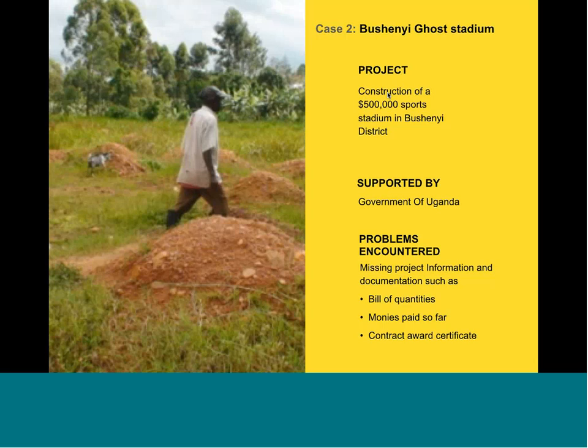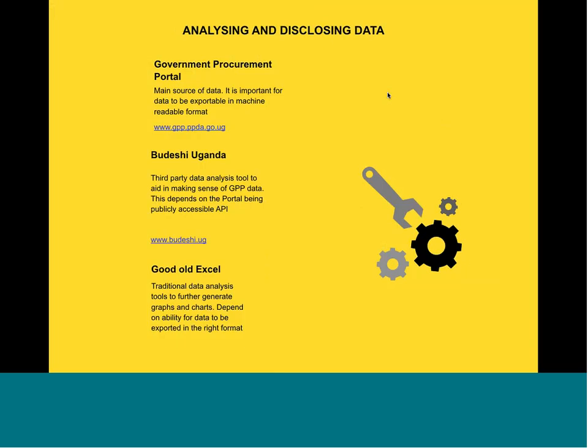And basic things like bills of quantities, how much was paid so far, the contract certificate, things that open contracting actually would have solved had it been there at the time, were the things that were being asked for during the inquiries. So all these and many more led to us thinking that, hey, why don't we even have disclosure tools?